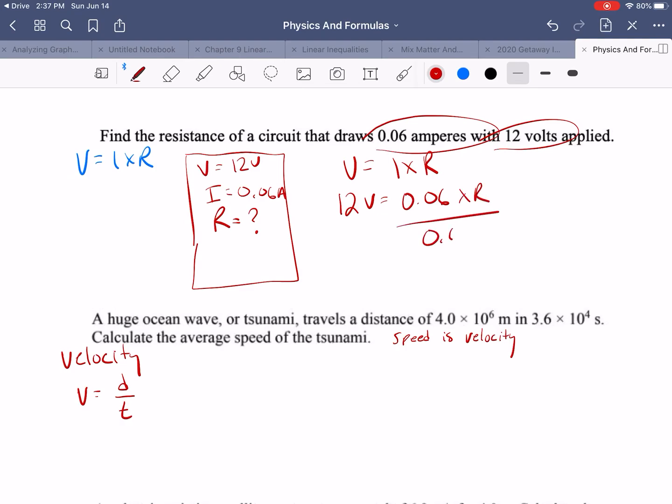Divide by 0.06 amps. So 12 divided by 0.06 amps is 200. So the resistance equals 200, but again, we don't stop there. We always have to say what it's measured in for science, and it's ohms, and that's that.